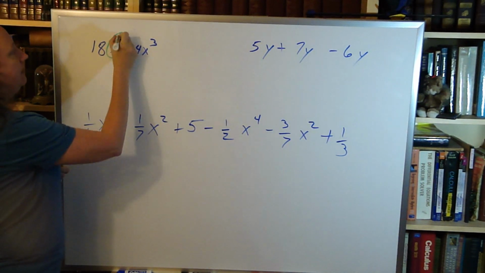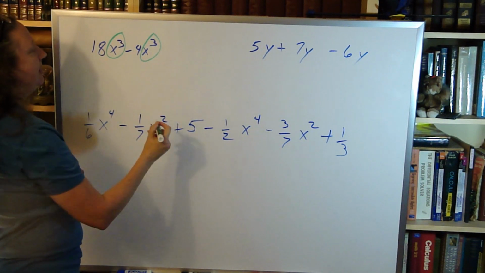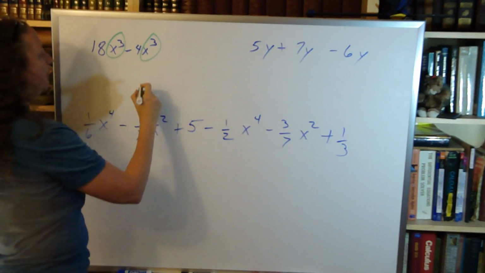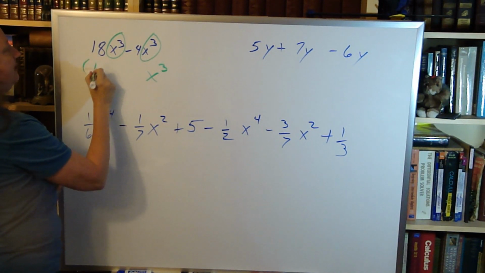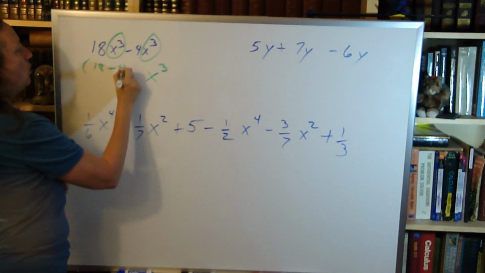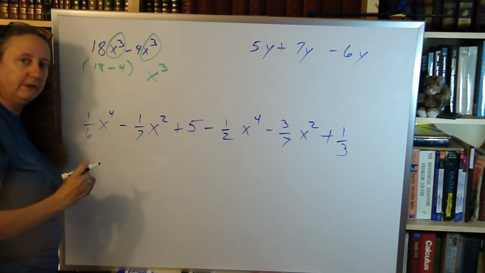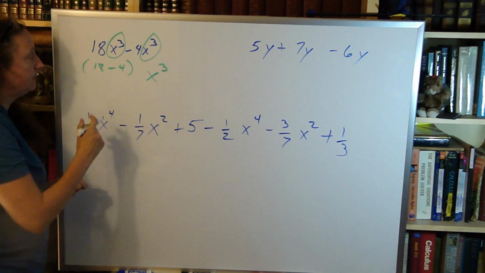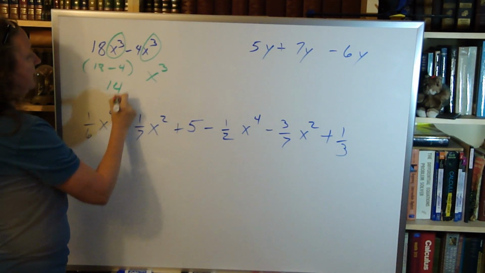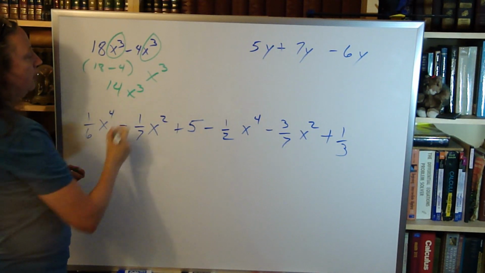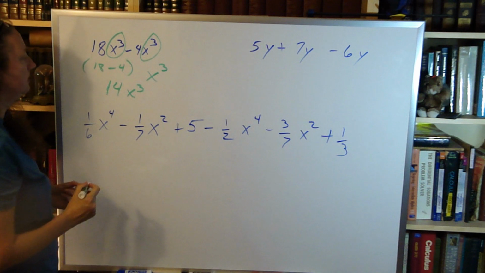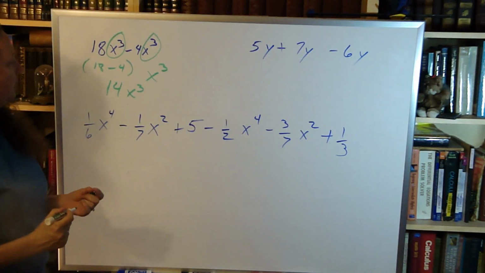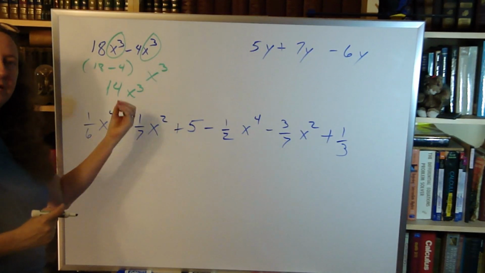Because we have the same variable to the same exponent, we are going to pull that to the side. And what we have here is 18 minus 4. Add the coefficients, subtract the coefficients, gives us 14x to the third. Make your handwriting somewhat neat so you can tell what's the coefficient and what's the exponent.